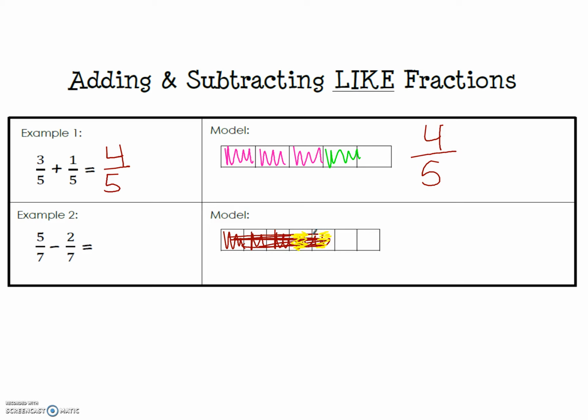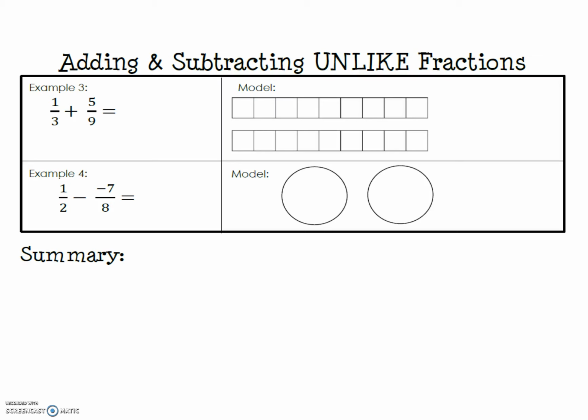So how many are left? That's the key here. How many are left when we're subtracting? So we have 3 out of how many total? 7. So again, pull over your denominator and you subtract your numerators. 5 minus 2 is 3. So that's what we do if we have a common denominator.